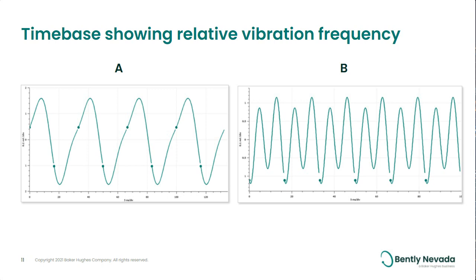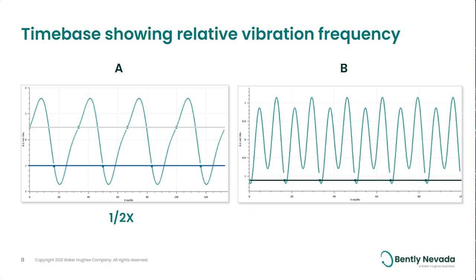But how do you know if it's locked into exactly half X? Well, that's kind of interesting in that if you can draw a line straight across and parallel to each other through the key phasor dots, then you know that you've got half X. Now, on plot B, we have two peaks for every key phasor dot. And those key phasors also line up in a straight line. So in this case, because we have two peaks per revolution, our vibration is known as being at 2X.